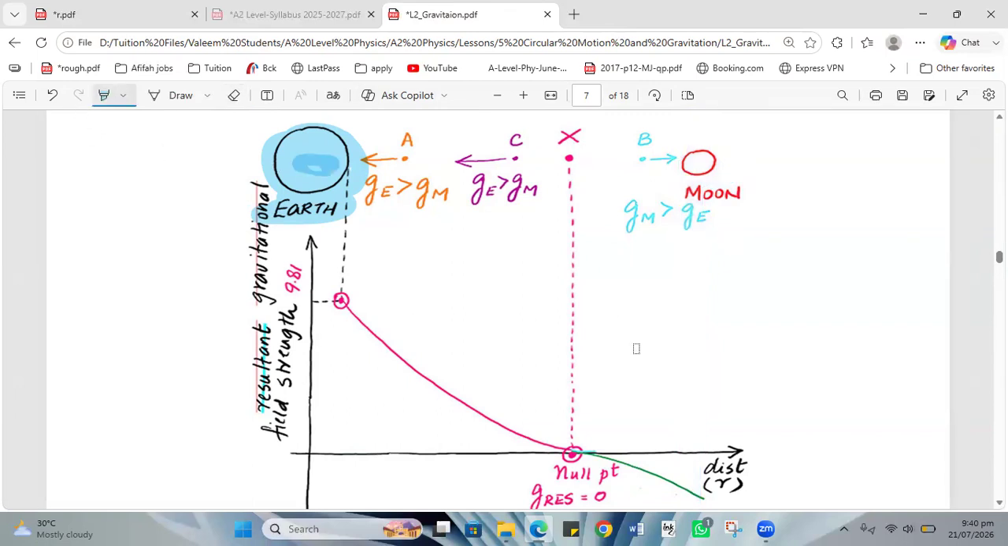So anyways, this is Earth on the left side, and then this is the Moon on the right side.